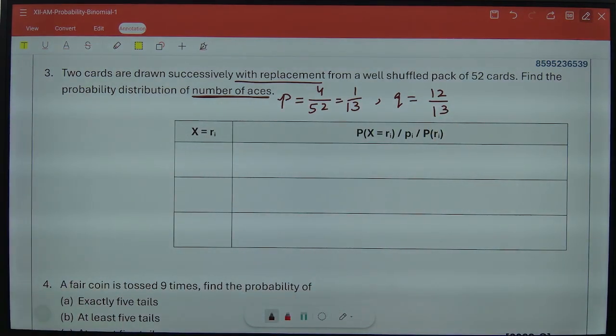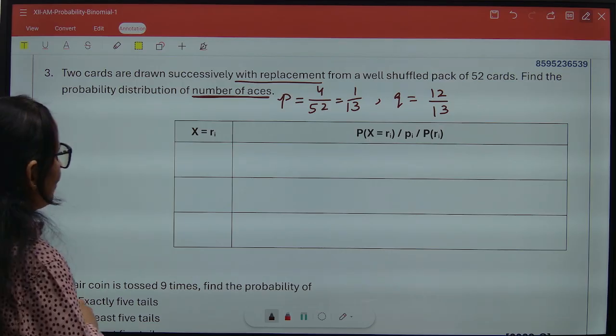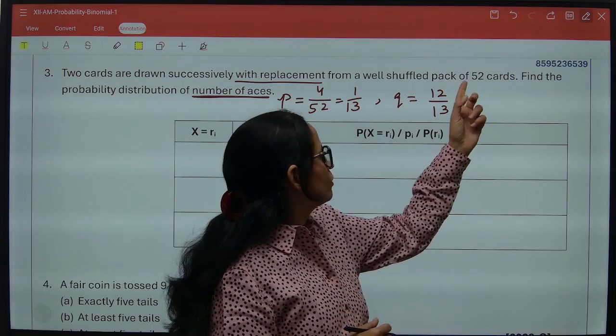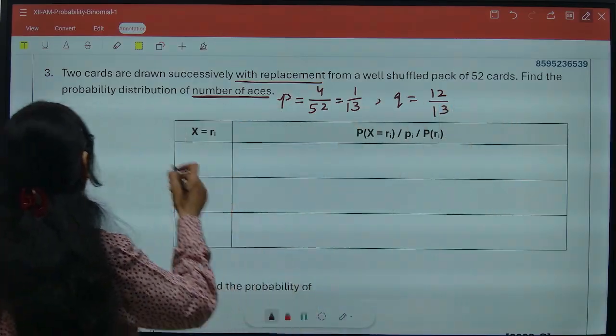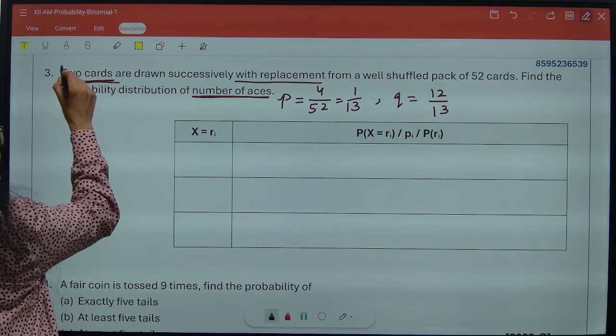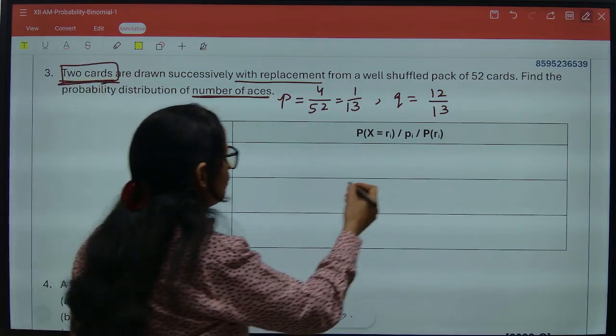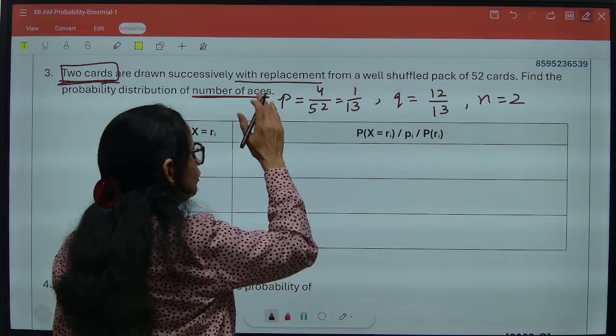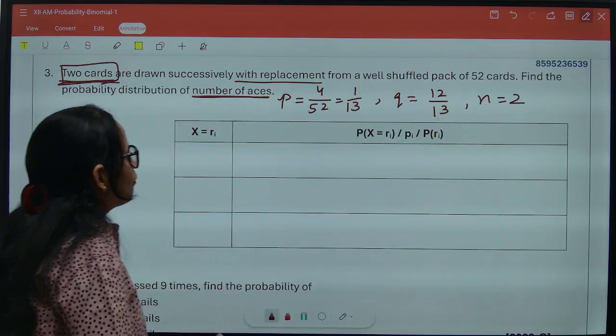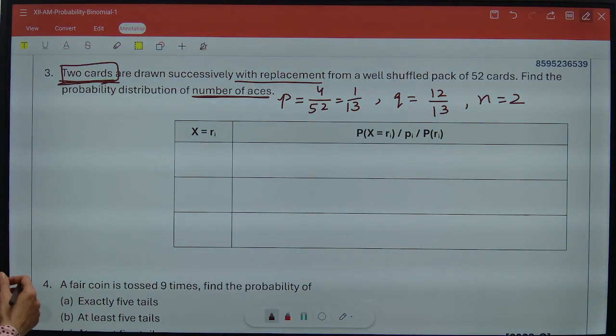So we have the value of p and q. What is the value of n? Now here a very common mistake is many children write n as 52 and then they get stuck how to solve it further. The value of n is 2 here, only 2 cards are being drawn out. So the value of n is 2. Before using any formula, write all the 3 values p, q, n. So now we have all the 3 values and we can start solving this question.